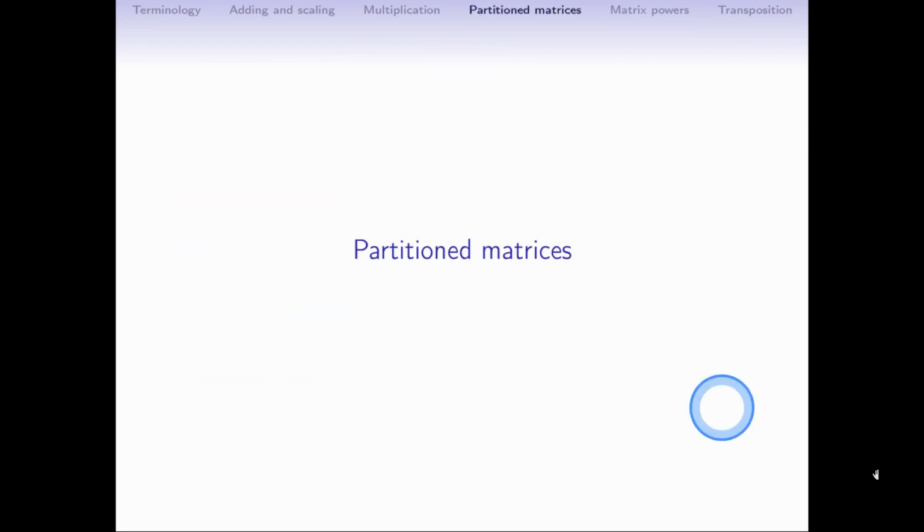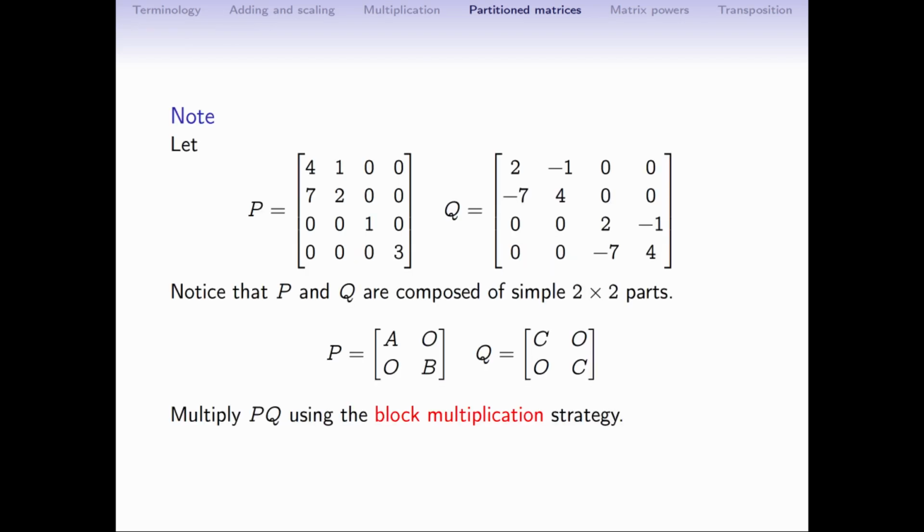So let's begin with partitioned matrices. Let's look at the matrices P and Q that are before us on the slide here. Notice that they're both 4x4 matrices. And so I know that they're conformable with respect to multiplying P times Q or Q times P. So let's imagine that the problem before us is to multiply P times Q, P on the left, Q on the right.